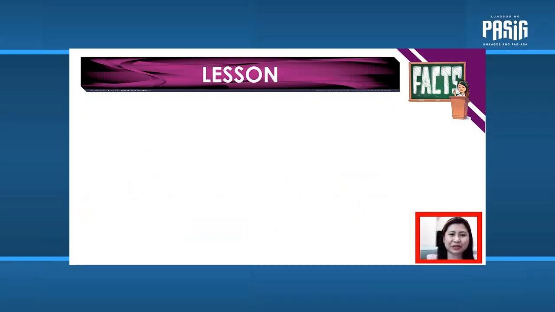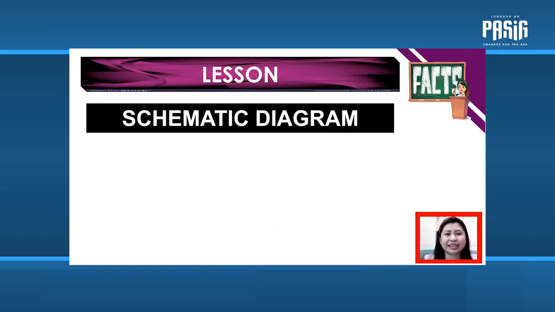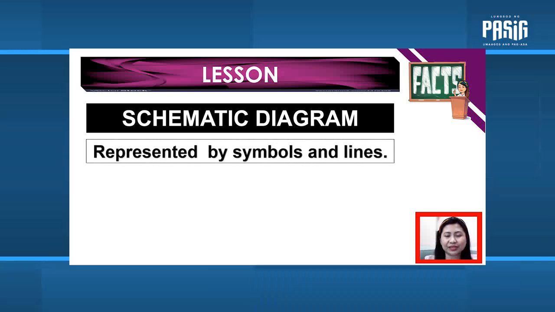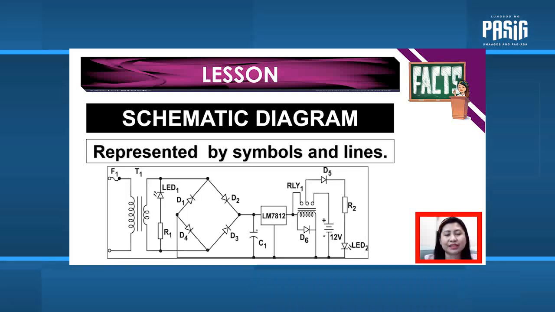And the second diagram is a schematic diagram. It is a type of drawing that shows connections represented by symbols and lines. It helps in showing series and parallel connections as well as exact terminal connections of components. Here is an example of a schematic diagram. As you can see, the components are represented by schematic symbols and it shows the terminal connections. This is a detailed diagram.